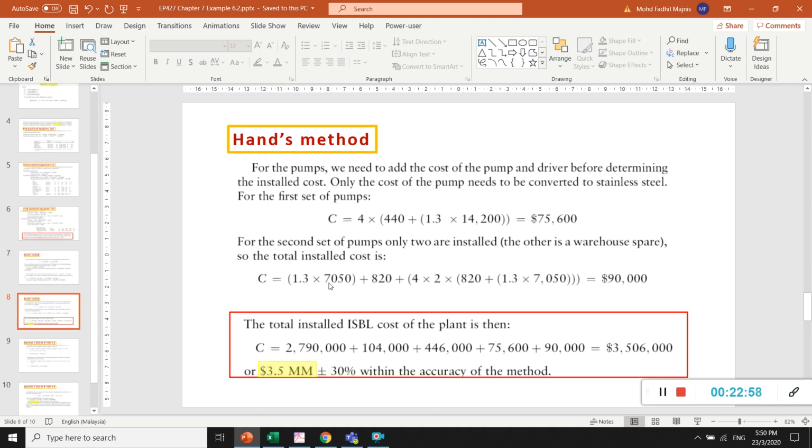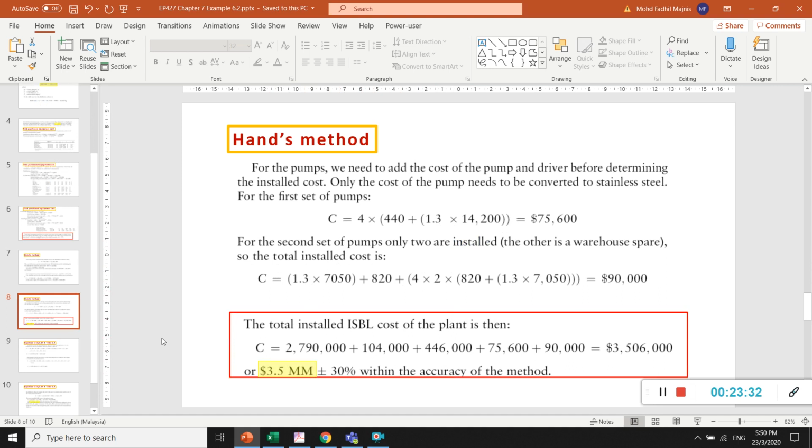So for the second pump only 2 are installed, the other one is a warehouse spare. So if you see here, this is a calculation 1.3, and then plus 820 plus 4 times 2 8. You see here there's a difference, so this one is only for one pump. One pump, this one for spare, this one has times 2 here. So this one is for the one that is to be installed.